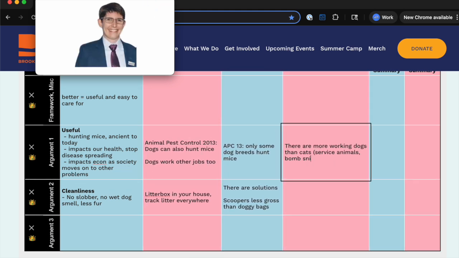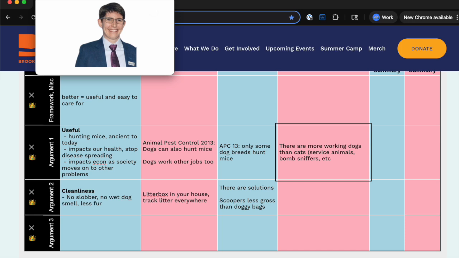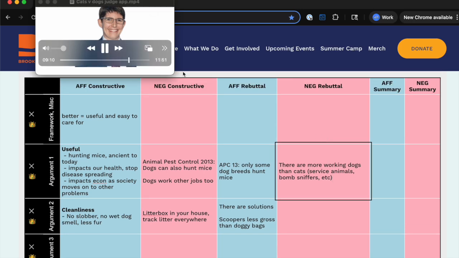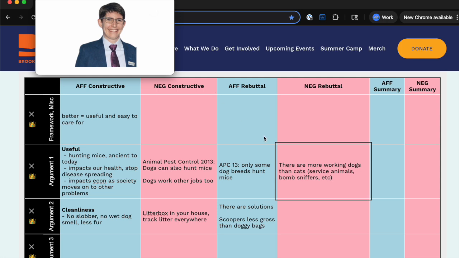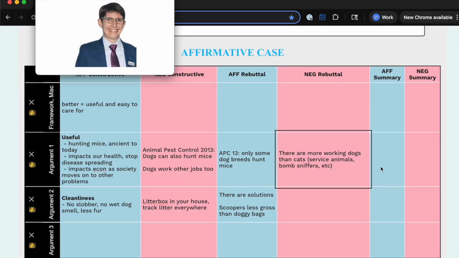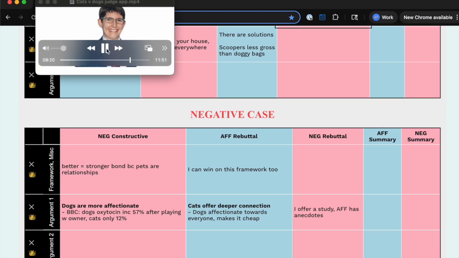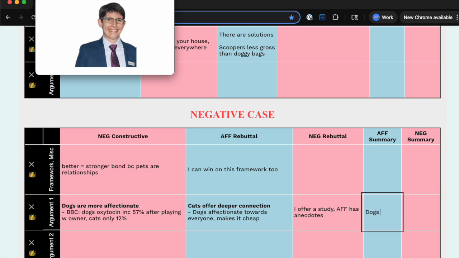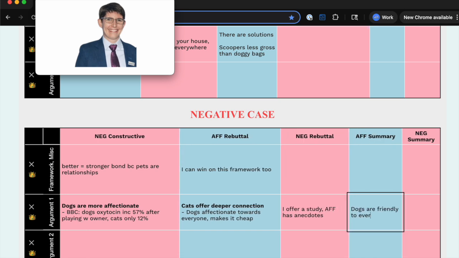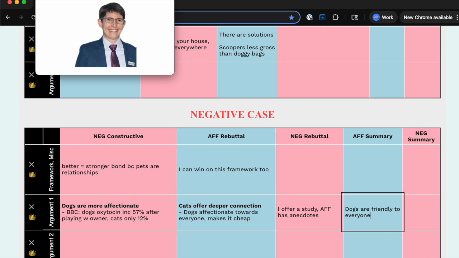Okay, to summarize today's debate, let's start with the framework. I proved my case using my framework, but I would also win on my opponent's framework because cats have a stronger bond anyway. I think that this is the most important issue in the round, honestly. We see that dogs are friendly to everyone, and that shows that their bond with their owner is weaker, whereas a cat's bond with their owner is more meaningful.